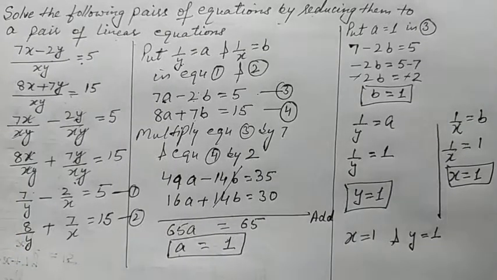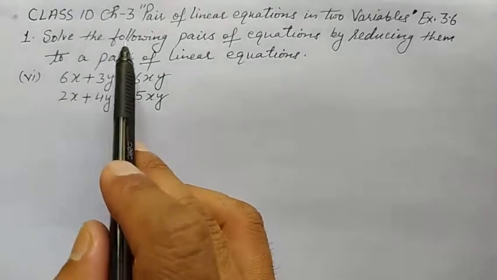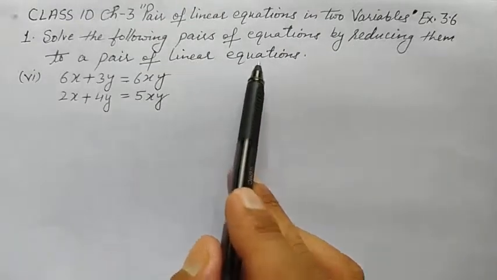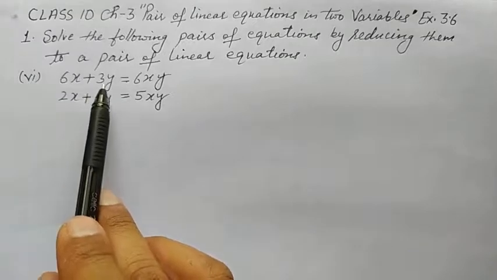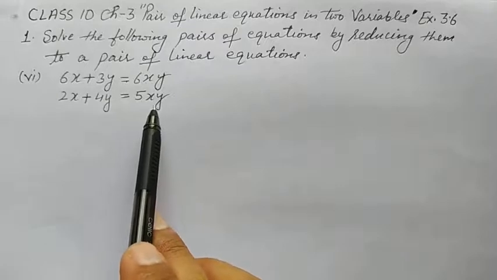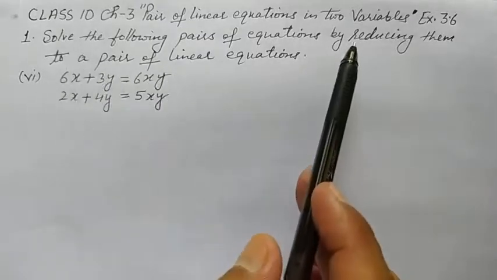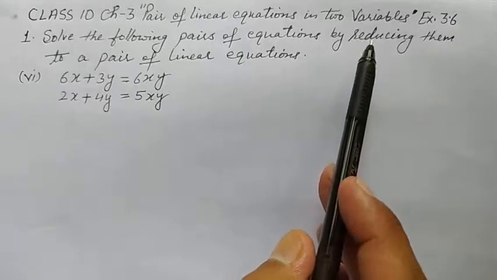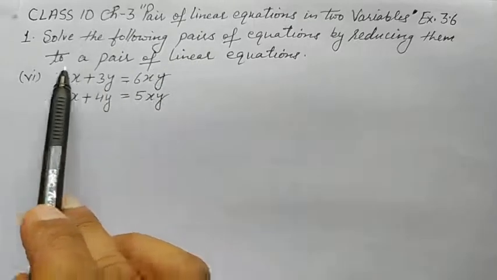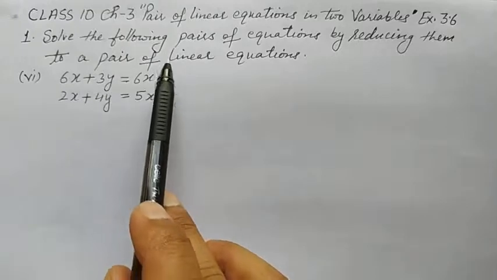Students, let's solve this question. The question is: solve the following pairs of equations by reducing them to a pair of linear equations. So 6x plus 3y is equal to 6xy, and 2x plus 4y is equal to 5xy. So this equation is given to us. First of all, we are to reduce these equations to the form of a pair of linear equations. This is not in the form of a pair of linear equations, so first of all we change it into that form.